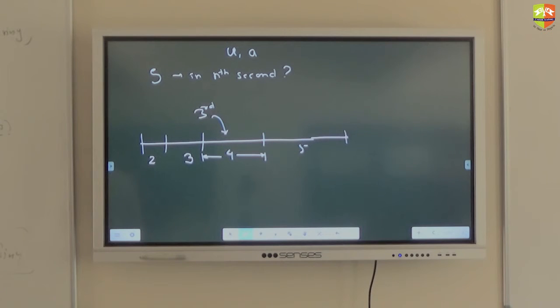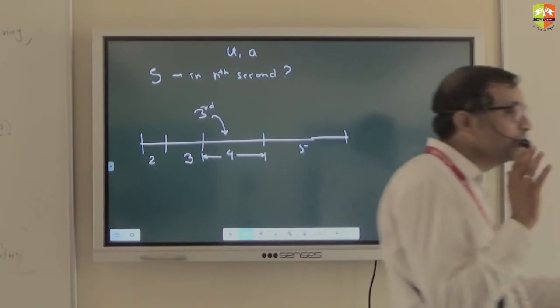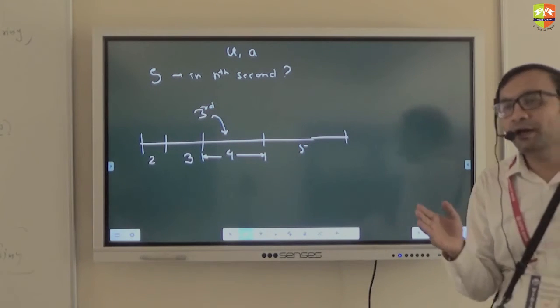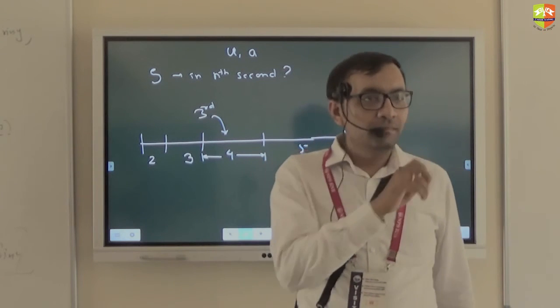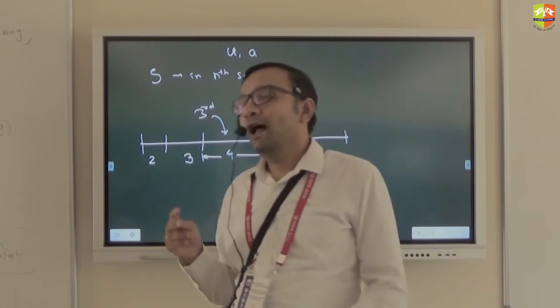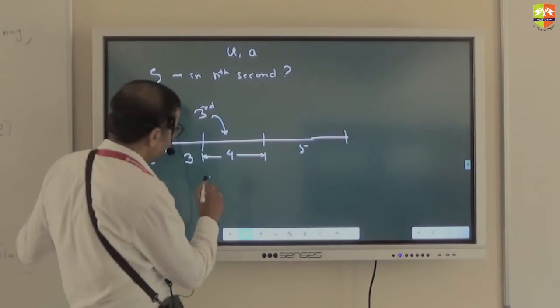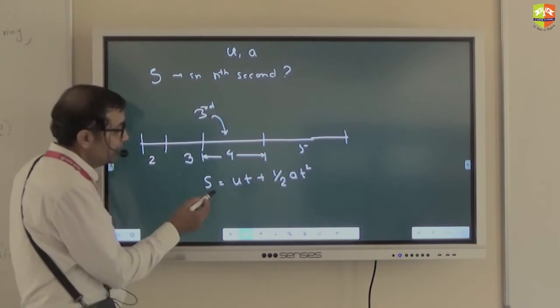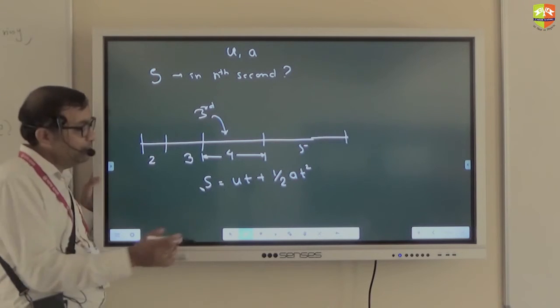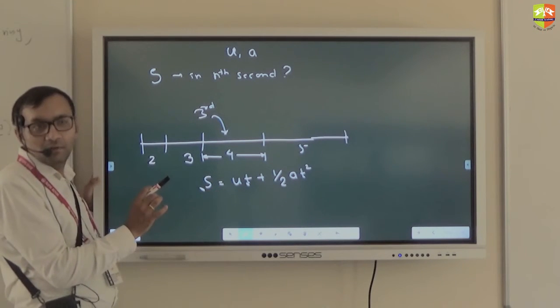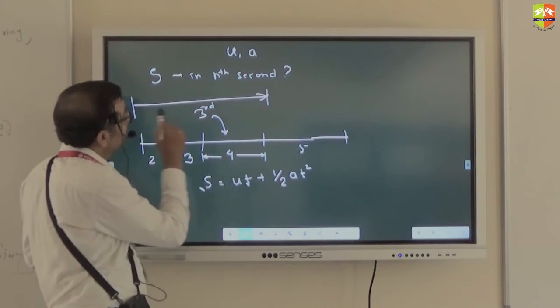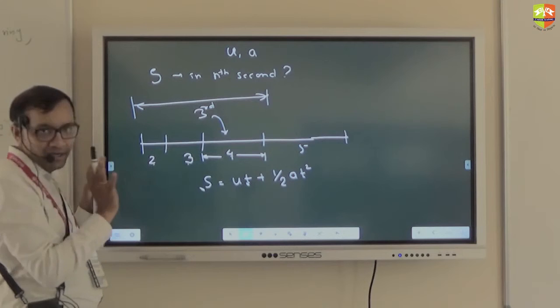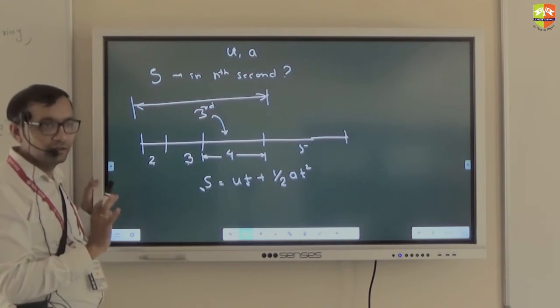Got it? Alright. So the formula which you have, S equal to UT plus half AT square, what does that give you? Suppose I am using that formula. This gives you total displacement. Suppose I put T equal to 3 seconds here. What will I get? I will get this distance. Yes or no? 4 plus 3 plus 2, 9 I will get. Understood?